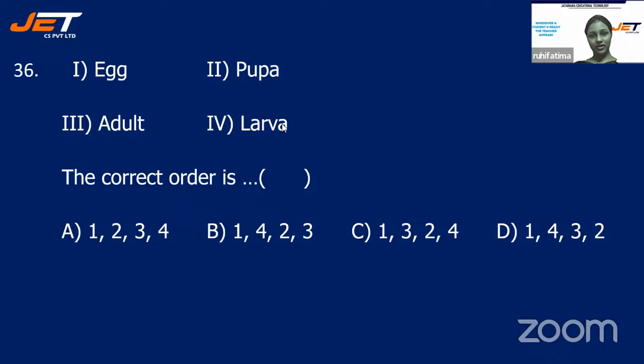Okay, let us discuss now. All right, the correct order will be, first will be egg. Obviously, the insect will lay its egg. All right. Then second will be larva. Larva or caterpillar that it forms. Okay, it feeds on the leaves and then larva is formed. After that, pupa is formed, or we say cocoon.